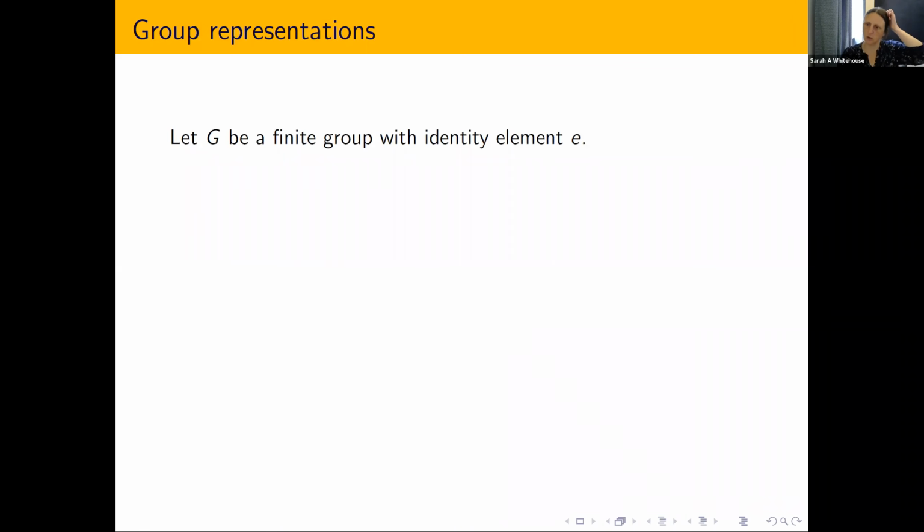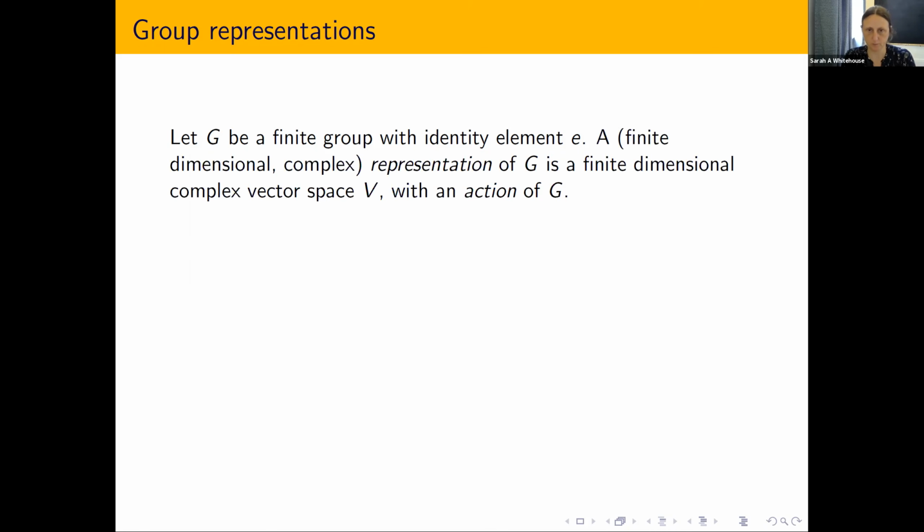Okay, so let me tell you what a group representation is then. And I might as well tell you for a general finite group, because it works just the same for any general finite group, although the ones we're really interested in here are the symmetric groups. So let G be a finite group, and let's call its identity element E, just because I need a name for that in a moment.